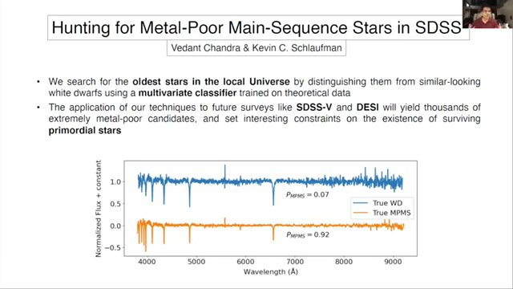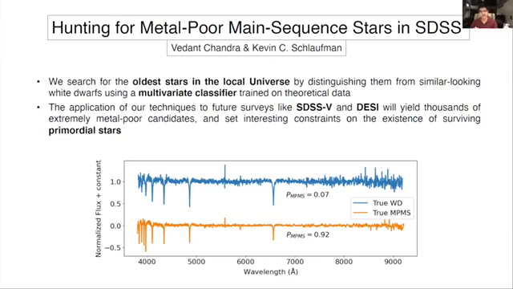Some of the oldest stars in the universe were formed soon after the Big Bang in an environment where nearly zero metals were present. Indeed, these stars themselves formed the first metals. The best way to search for such metal-poor stars is in large spectroscopic surveys like SDSS. But there's a big problem.